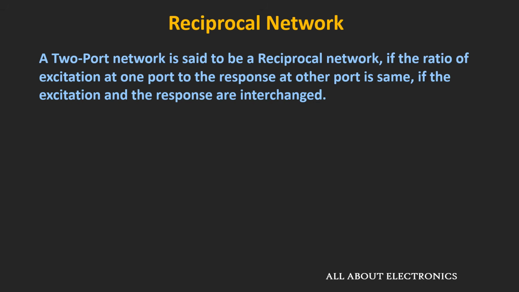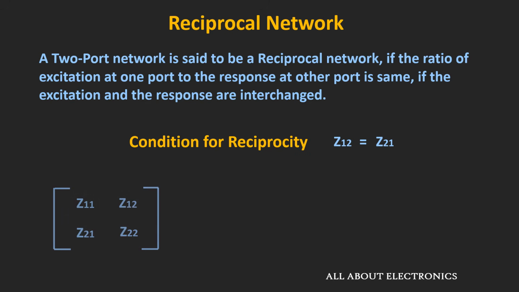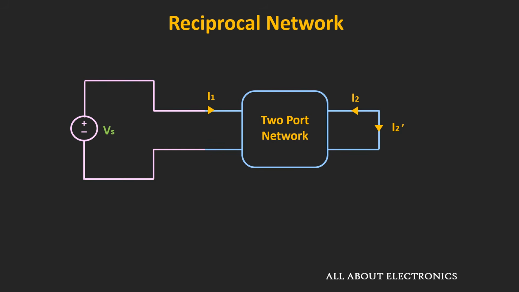So the two-port network is said to be reciprocal if Z12 is equal to Z21. If we know the Z parameters of any network, and if this condition is satisfied, then we can say that the given two-port network is a reciprocal network. Now let us prove this condition. Let's say we have applied the supply voltage Vs at port 1 and we are measuring the short circuit current at port 2.